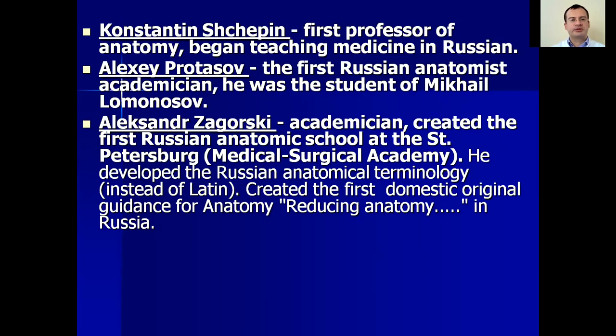The names of doctors of that period: Konstantin Shchepin, the first professor of anatomy, began teaching medicine in Russian. Alexei Protasov, the first Russian anatomist and academician, was a student of Mikhail Lomonosov. Alexander Zagorsky, academician, created the first Russian anatomical school at St. Petersburg. He developed Russian anatomical terminology and created the first original domestic guide to anatomy, popularizing anatomy in Russia.